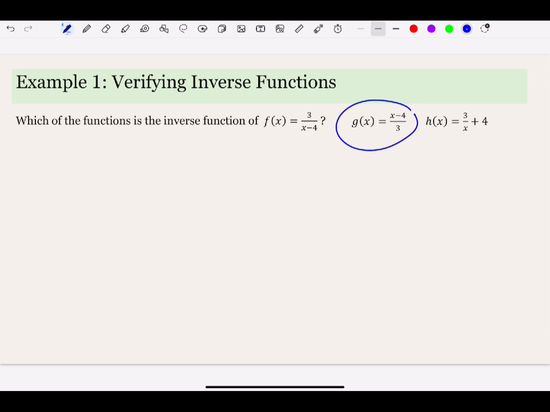So we have to get the compositions. There are two possible compositions. First of all, let's start with f of g of x. If it is equal to x, then we have to check the other way around as well.